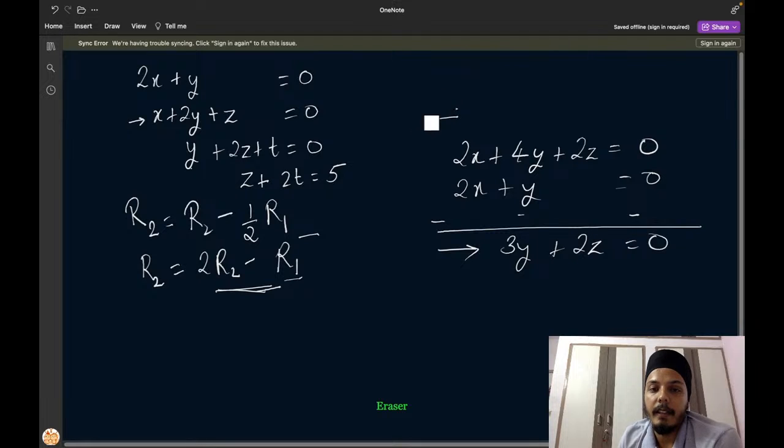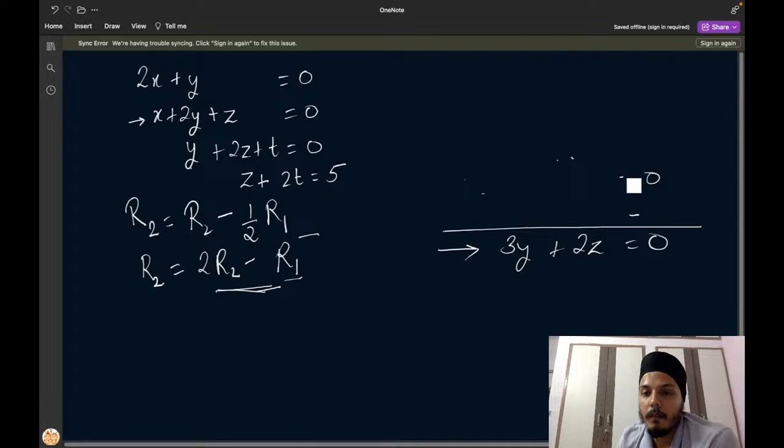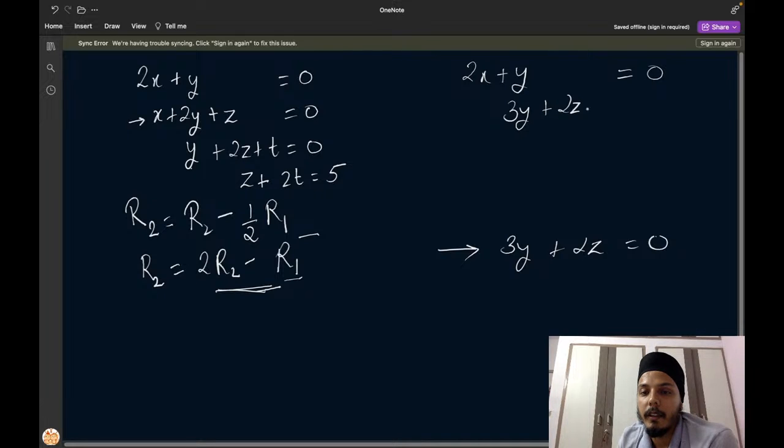Let us write our modified equations on the right hand side as we modify them. Our first equation will remain the same, that is 2x plus y equals 0. The second equation becomes 3y plus 2z equals 0.